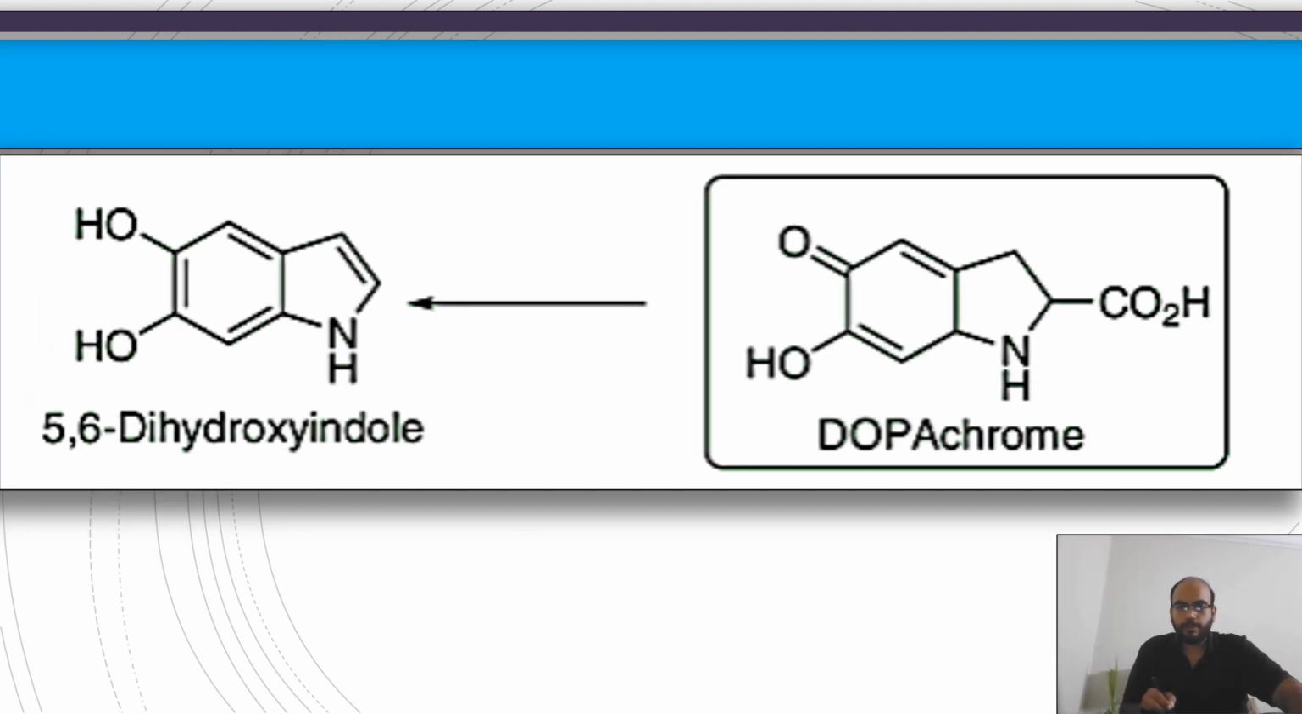Now dopachrome, there is removal of this COOH group and you get dihydroxyindole, with two hydroxy groups. So dopachrome converts to dihydroxyindole. Let's move forward.